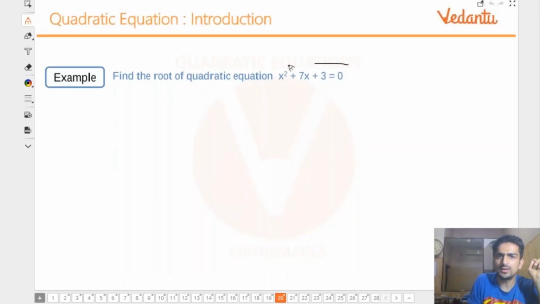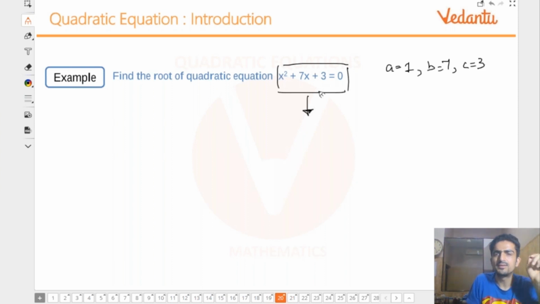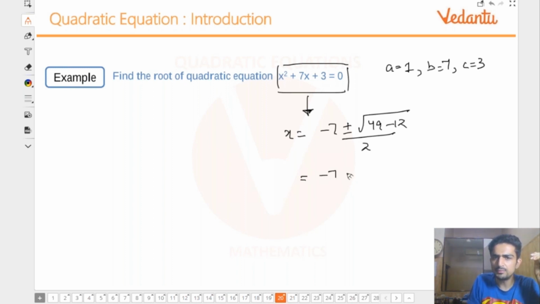Similarly, this is the second equation. Let me do it also quickly. a is 1, b is 7, and c is 3. Certainly it is difficult to factorize, so we will use the formula minus b plus minus root of b square minus 4ac by 2a. One root is -7 plus root 37 by 2, and another root is -7 minus root 37 by 2.